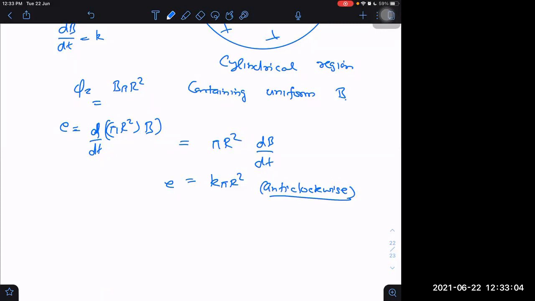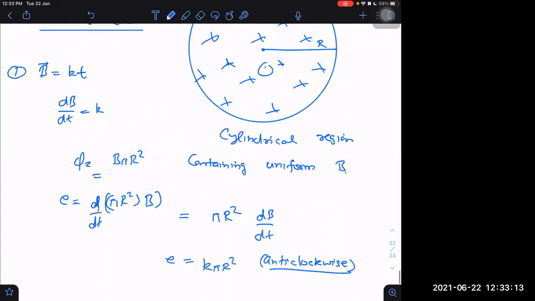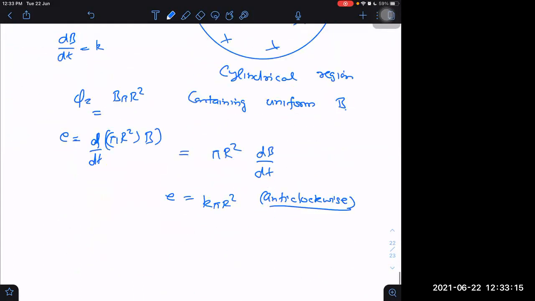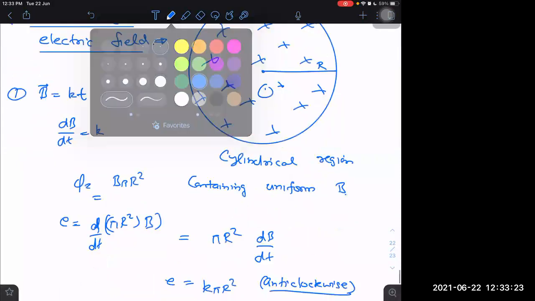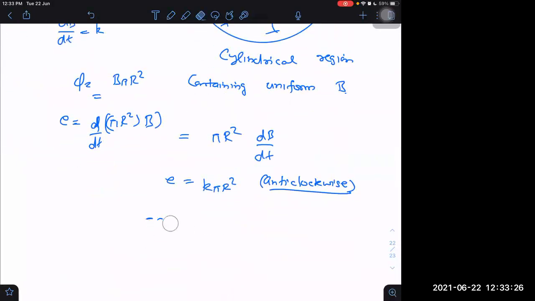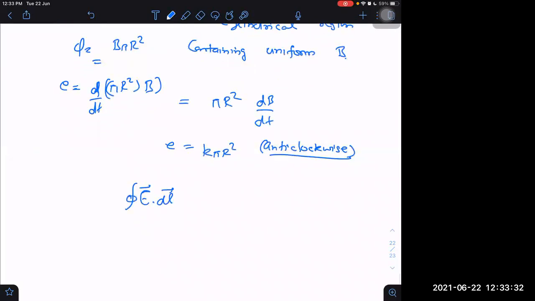Next, what about the value of the induced EMF? Now we know this is equal to electric field multiplied by 2 pi R, right or not? Why am I writing electric field multiplied by 2 pi R? Actually, I have no right to say this thing. This is also a mistake. I should say integral of E dot dl in the closed loop.